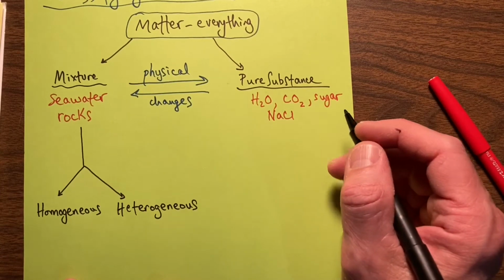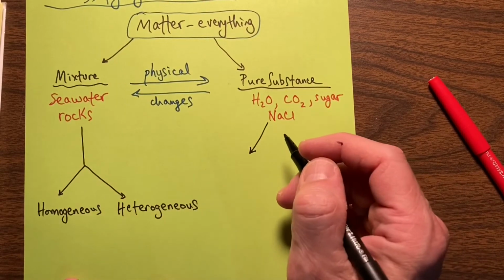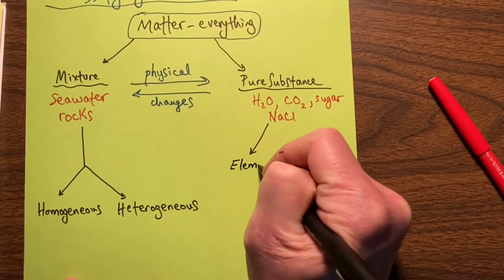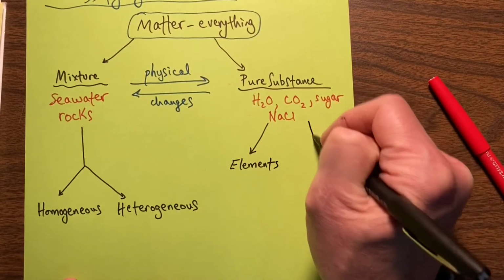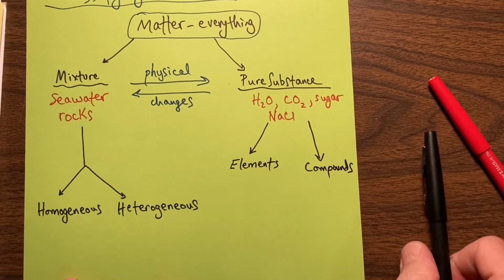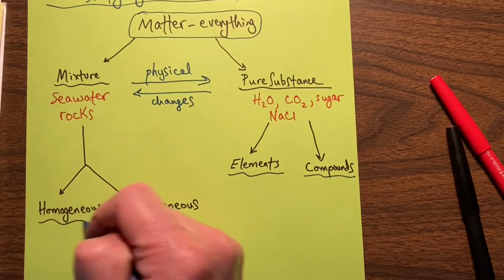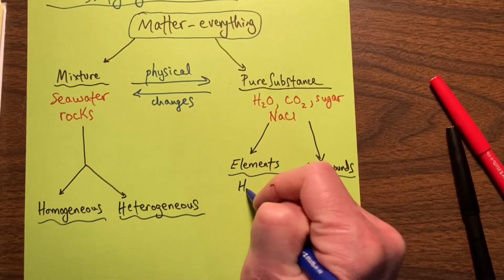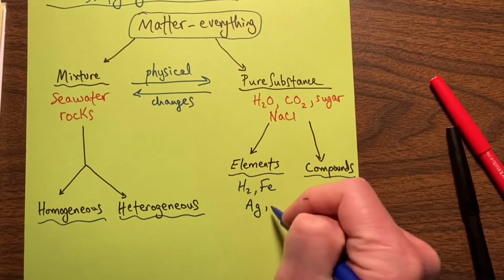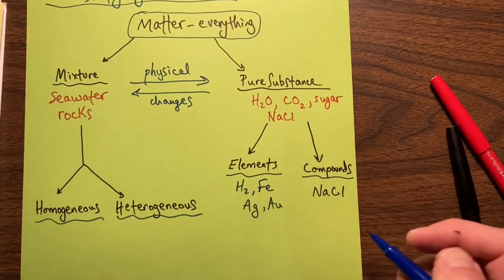What are pure substances? Well, if you can break it down, like I had on the previous page, you have a compound. If you can't break it down, you have an element. So you either have elements or you have compounds. And what are some examples of these? We've already seen many examples of elements and compounds. H2, iron, anything in the periodic table, silver, gold, those are elements. Compounds, again, anything with two or more different atoms.